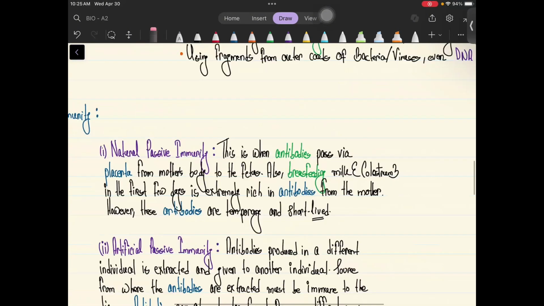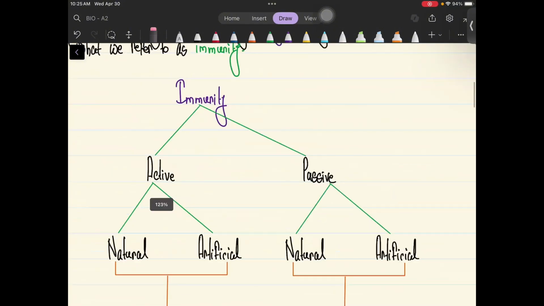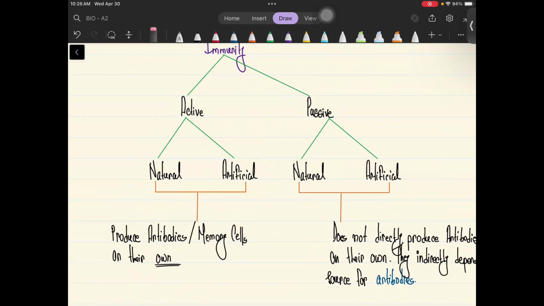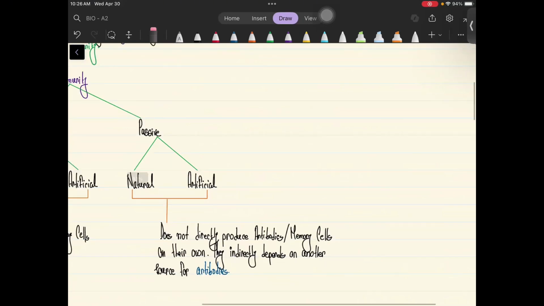In the case of newborn babies, they do not produce their own antibodies. Their antibodies get transferred from the mother via the placenta. Also, breastfeeding will transfer this immunity. This is how the antibodies get transferred to the fetus. There are two types of immunity, active and passive. In active immunity, the antibodies or memory cells are produced by the immune cells of the body itself, whereas in passive immunity, the body does not directly produce the antibodies or memory cells against the pathogen. It directly or indirectly depends on another source.